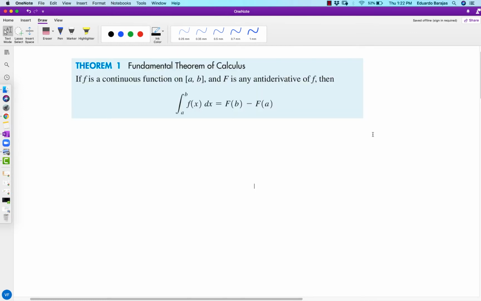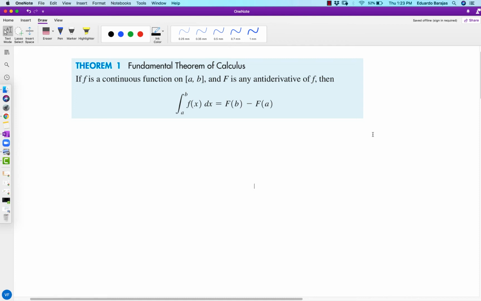Okay, theorem 1, the fundamental theorem of calculus. If f is a continuous function on the set a to b inclusive, and capital F is any antiderivative of f, then the integral from a to b of f of x dx is equal to capital F of b minus capital F of a.